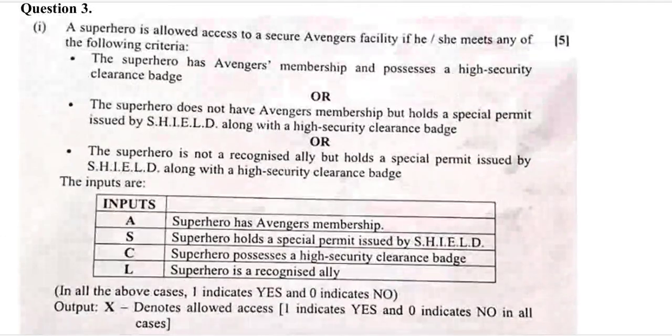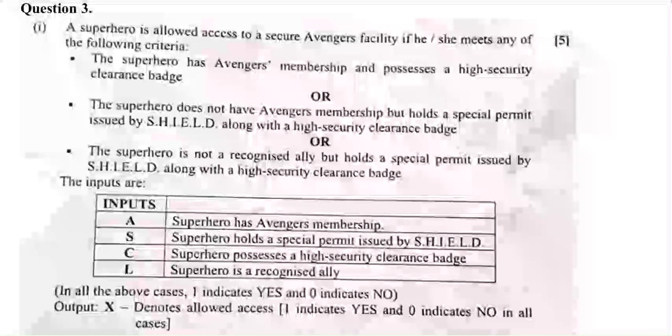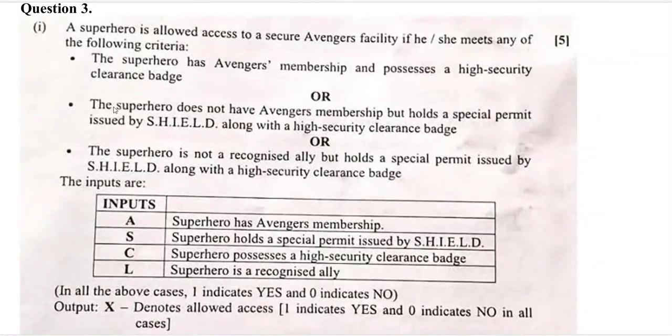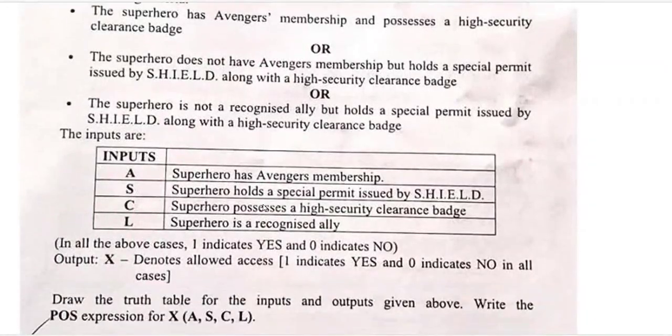Question 3 is on this one. Here it's given, it is a K-map story program. You can see the question. A superhero is allowed access to a secure Avengers facility if he or she meets any of the following criteria. The criteria have been given, and the inputs are given: A, S, C, L.